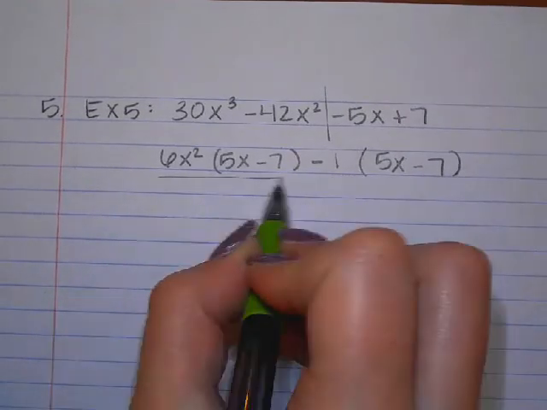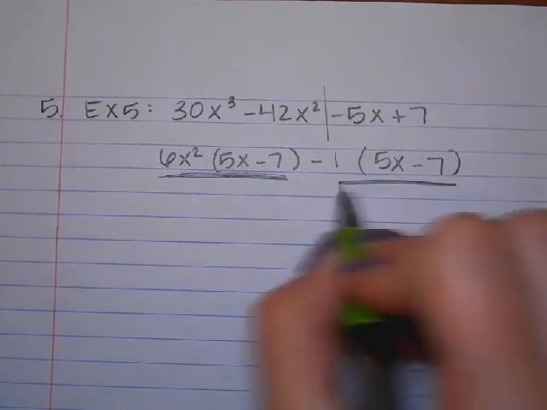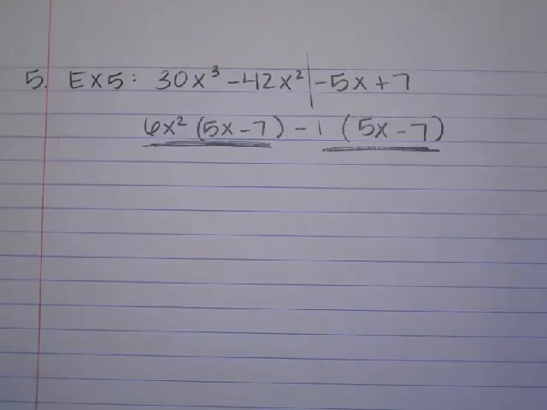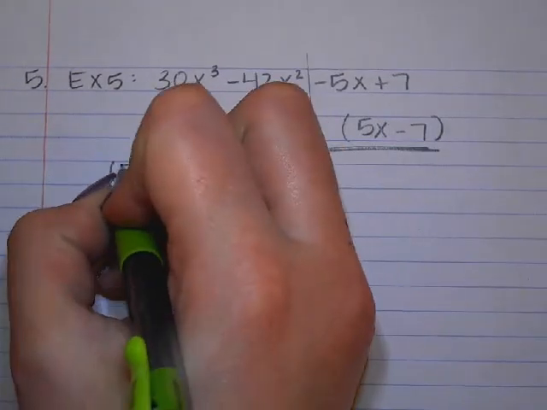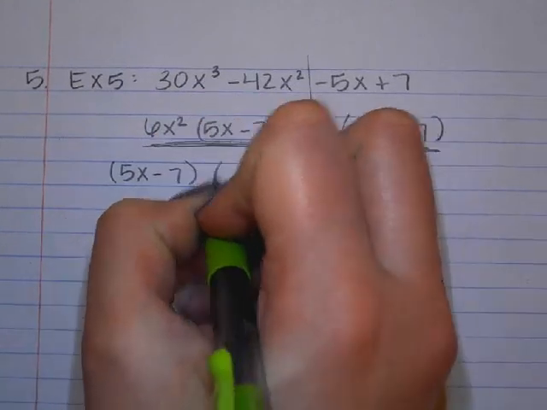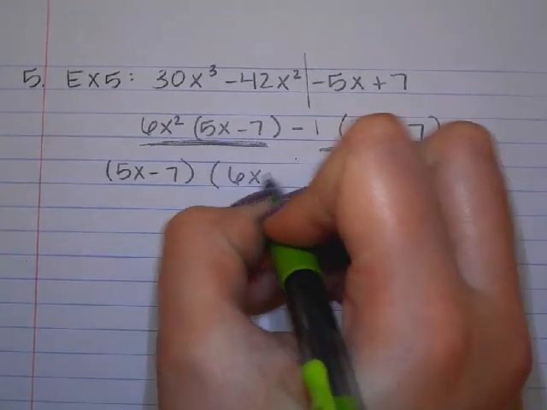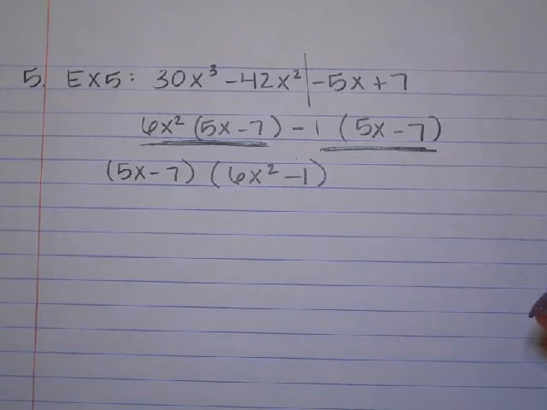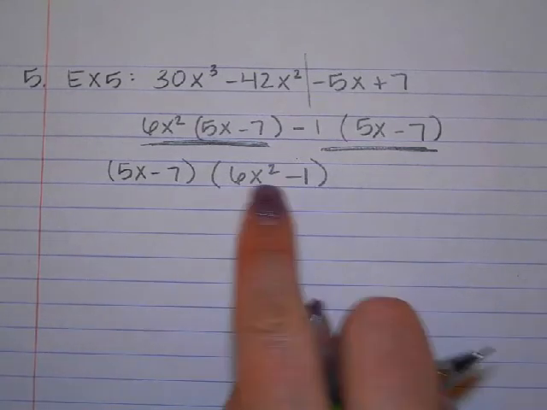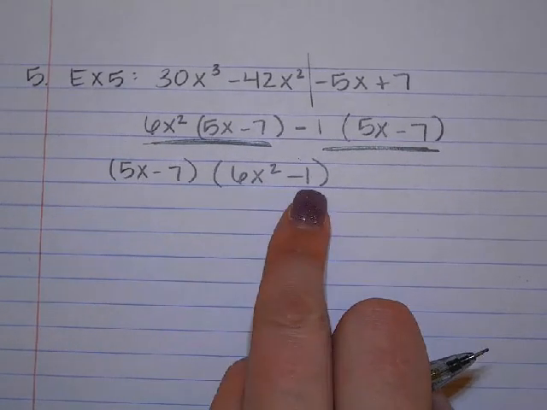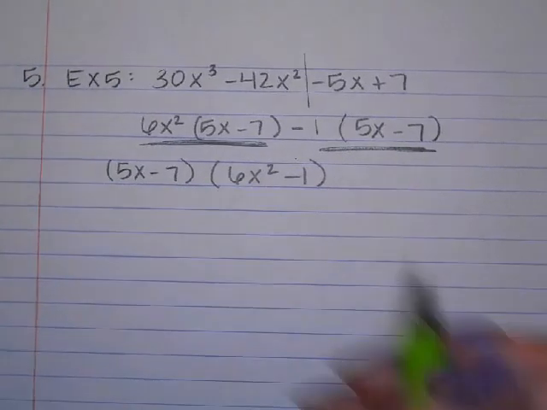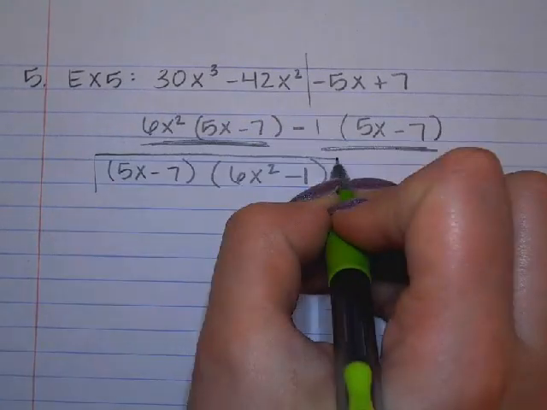And now I've got, here's my first term, here's my second term. Yeah, take our GCF out. So our GCF is 5x minus 7. And 6x squared minus 1 are the leftovers. This looks almost like a difference of squares problem, is it? No, because 6 is not a perfect square. 1 is, but 6 is not. Okay. So we're done.